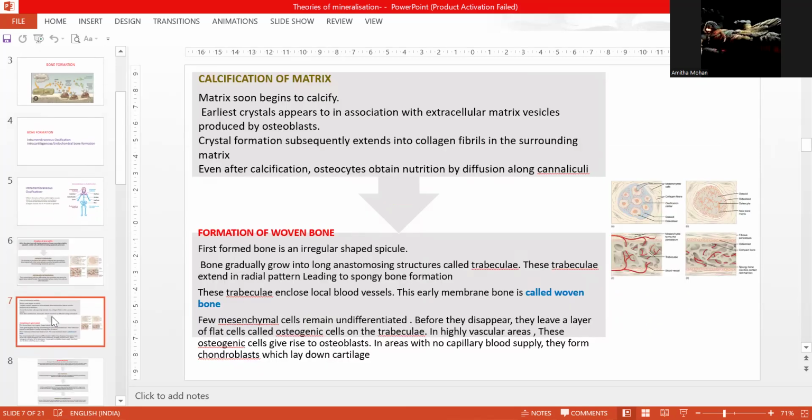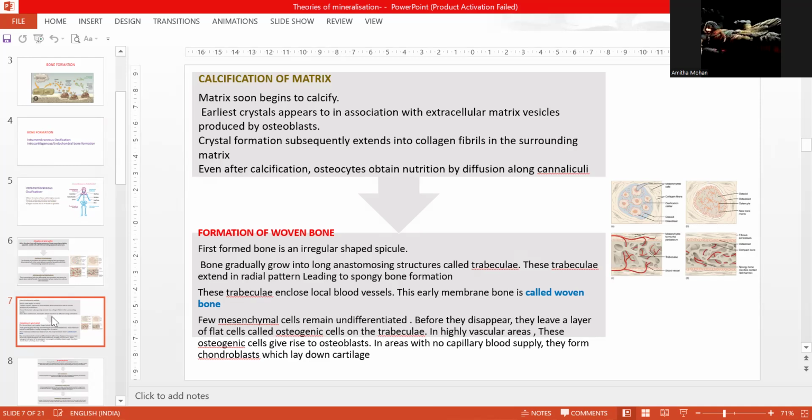The matrix soon begins to calcify. The earliest crystals appear in association with the extracellular matrix vesicles produced by the osteoblast. Crystal formation subsequently extends into the collagen fibrils in the surrounding matrix. Even after calcification, osteocytes obtain nutrition by diffusion along the canaliculi. The first formed bone is an irregular shaped spicule.